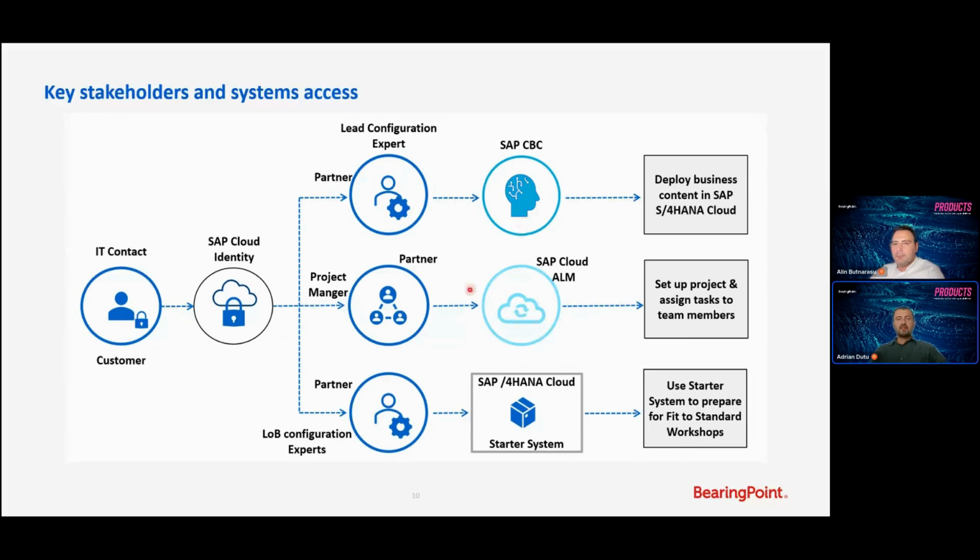The project manager needs access in the SAP Cloud ALM to set up the project timeline and assign tasks to team members. The access in ALM is granted using the Prod Identity Authentication service. The line of business configuration expert will need access in the S4HANA starter system at the beginning for configuration and preparation of the Fit to Standard workshop. The access is granted using the Manage Workforce app right in the tenant, and the roles are assigned using Maintain Business Users app.